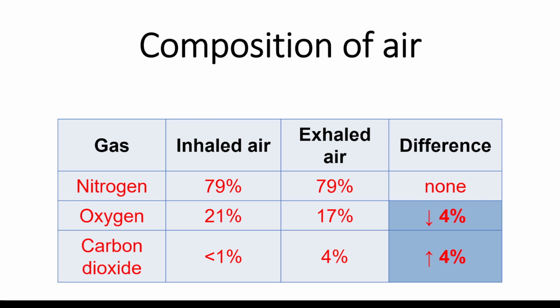But if we look at the difference in oxygen now, we breathe in 21% but breathe out 17%. Again, what that suggests is that we only use 4% oxygen. The rest of it just gets breathed out. But looking below now, we breathe out 4% carbon dioxide, yet we breathe in less than 1%. What's actually occurring is that the 4% oxygen that we do use, once it's been utilized by the body, is converted into carbon dioxide, which is why we breathe out more carbon dioxide than we breathe in.